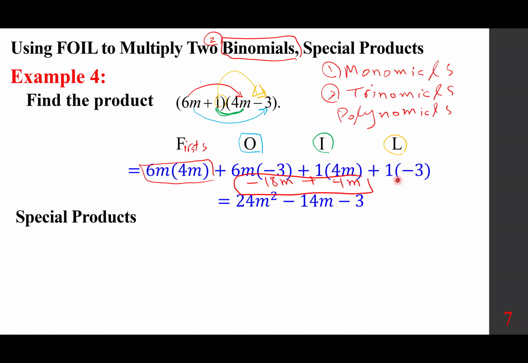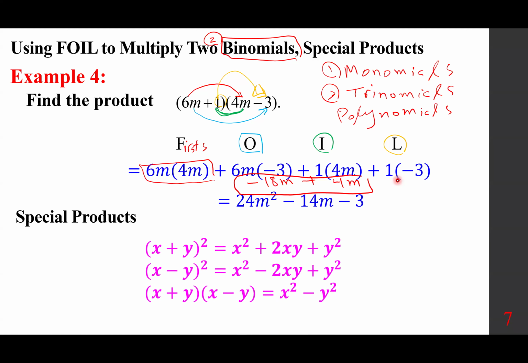It is extremely important to know them because of the reverse process. So (x plus y) squared is x squared plus 2xy plus y squared. (x minus y) squared is x squared minus 2xy plus y squared. So plus, minus, this middle term gets a negative sign. And (x plus y) times (x minus y) is x squared minus y squared. These are special products.